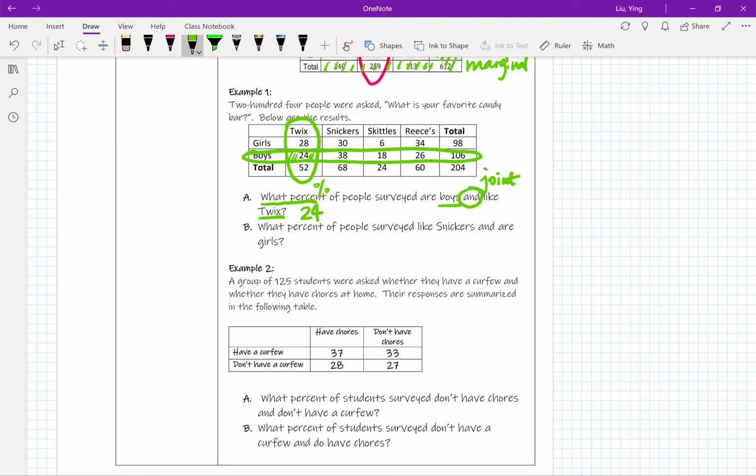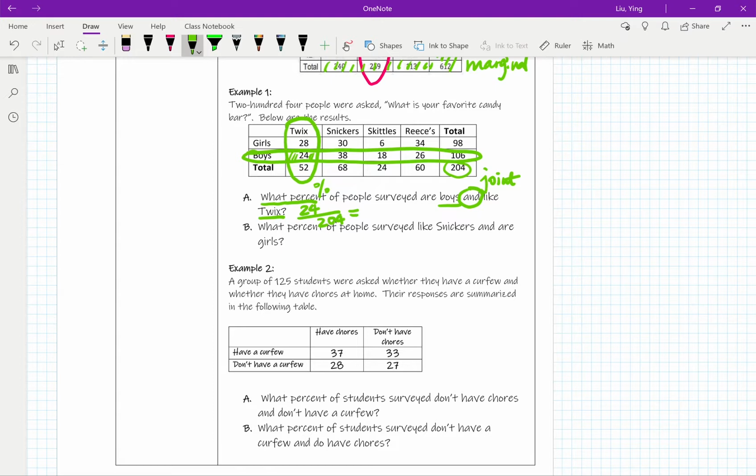So that tells me I have to find a frequency, which means I have to divide this 24 by something. What do we divide the 24 by? Well, we're going to compare that to the total number of people, because that's what it's asking. Among all these 204 people, how many of them are boys and they like Twix? So 24 divided by 204, that's going to be our number.